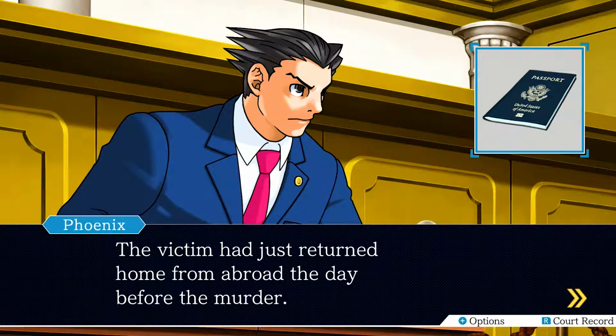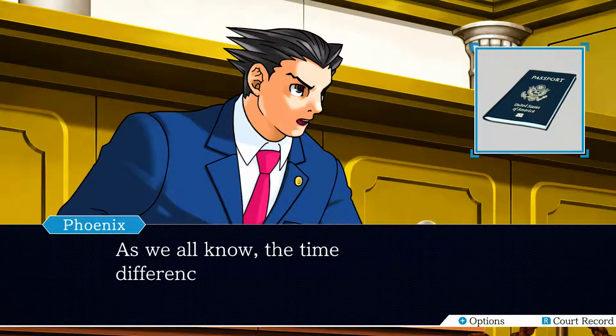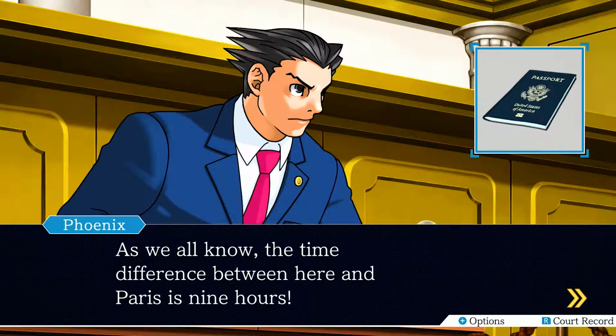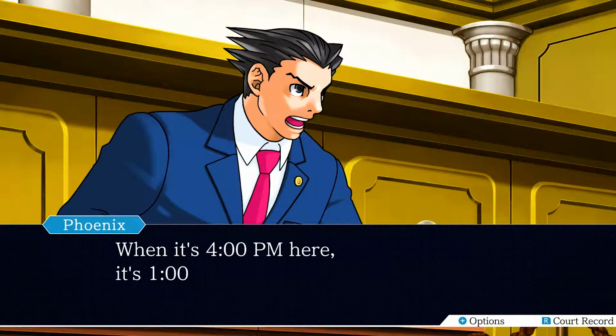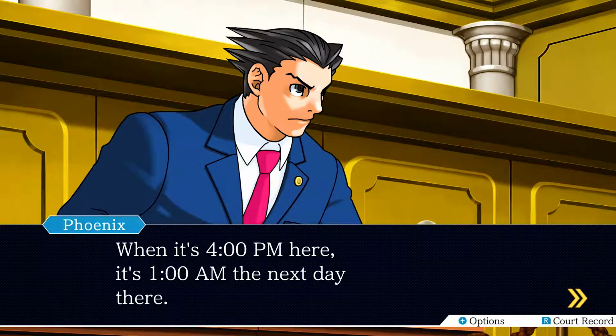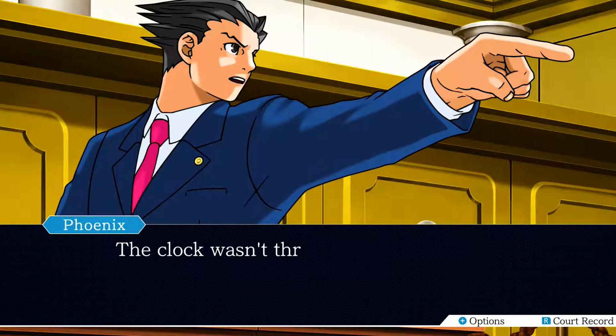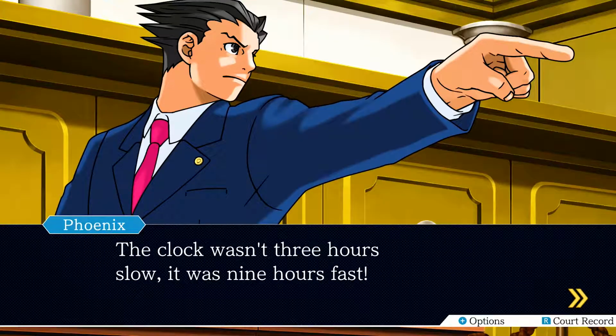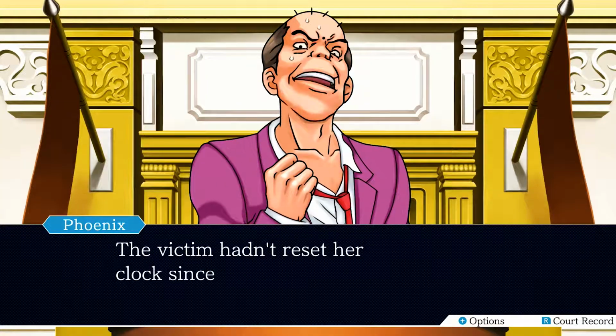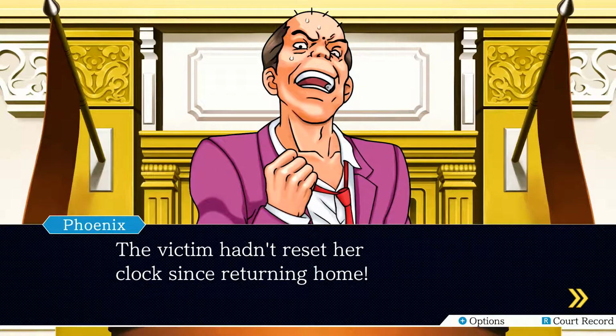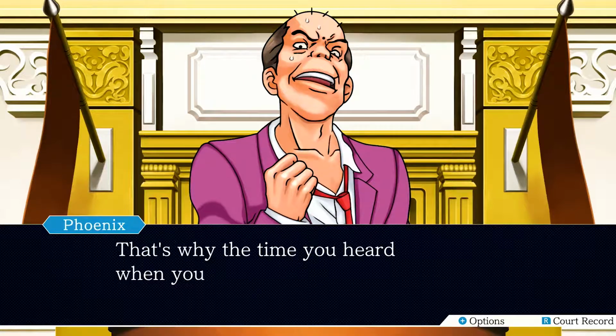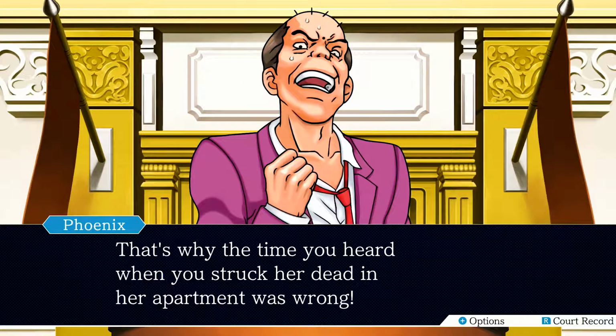The victim had just returned from abroad the day before the murder. As we all know, the time difference between here and Paris is 9 hours. When it was 4 p.m. here, it was 1 a.m. the next day there. Oh. The clock wasn't 3 hours slow. It was 9 hours fast. Take that. The victim hadn't reset her clock since returning home. That's why the time you heard when you struck her dead in her apartment was wrong.